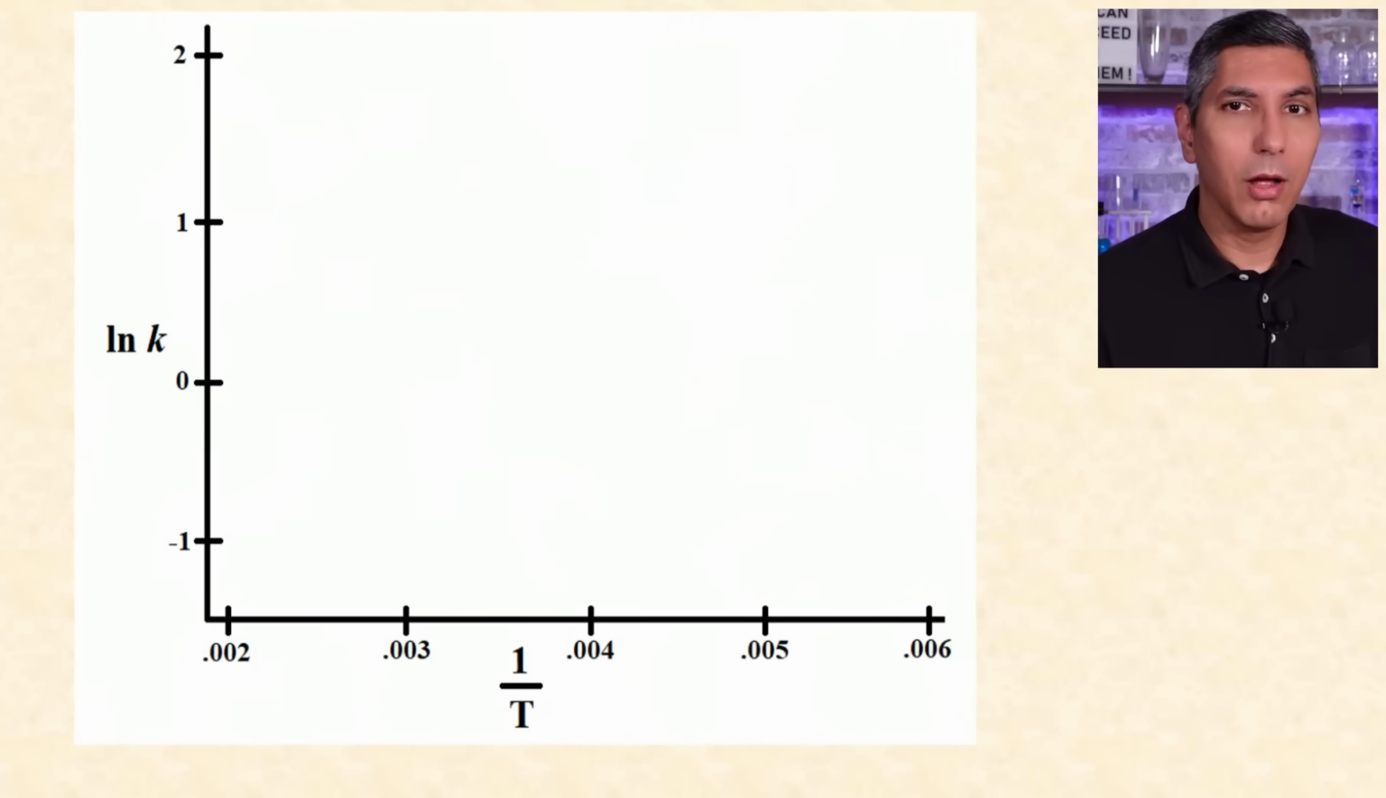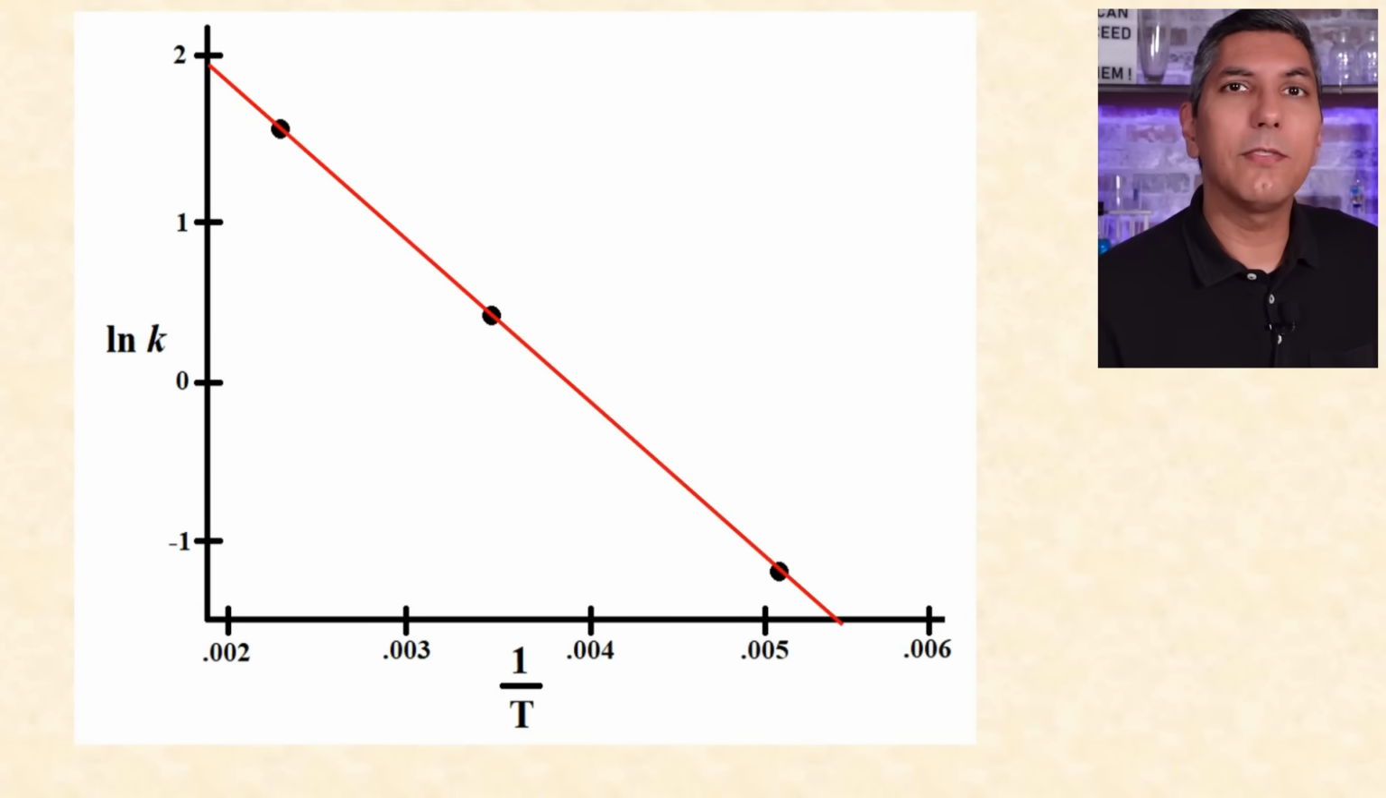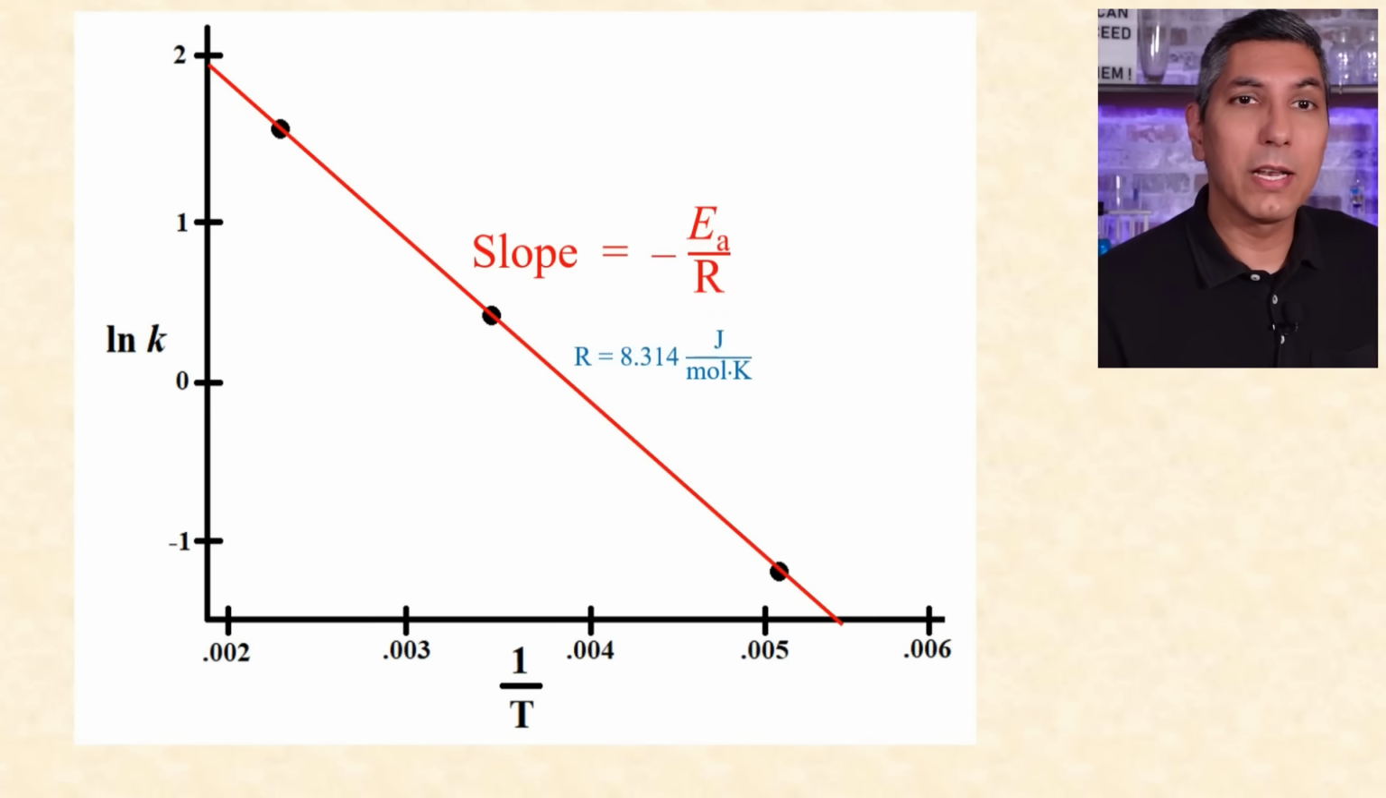The Arrhenius equation gives us a way to relate the rate constants for a reaction at different temperatures to the activation energy. If you plot the reciprocal of temperature on the x-axis and the natural log of the rate constant on the y-axis, you'll find that the slope is equal to negative activation energy divided by the gas constant. Just multiply the slope by negative 8.314 joules per mole Kelvin to determine the activation energy.